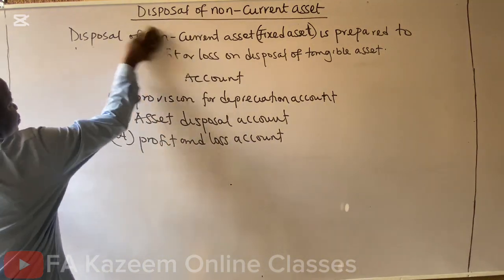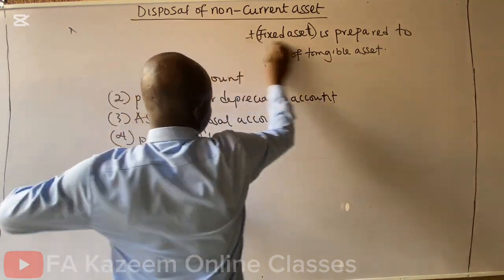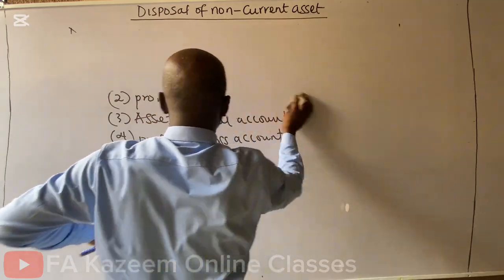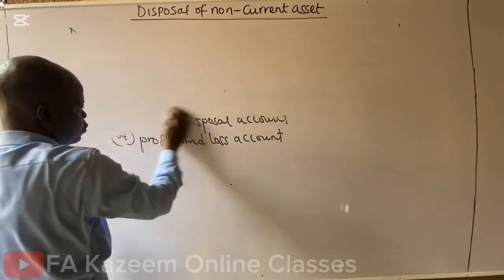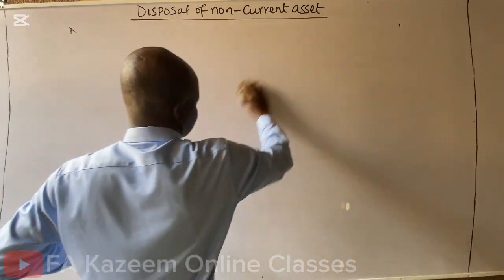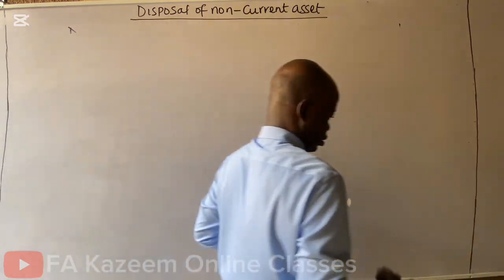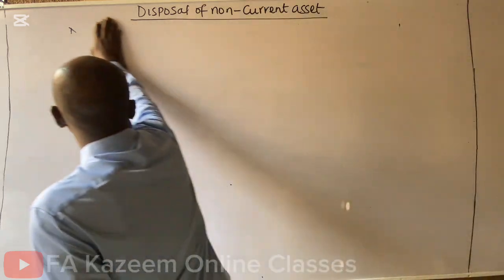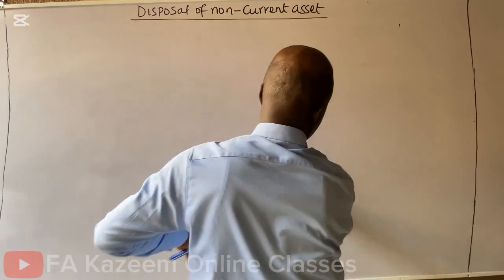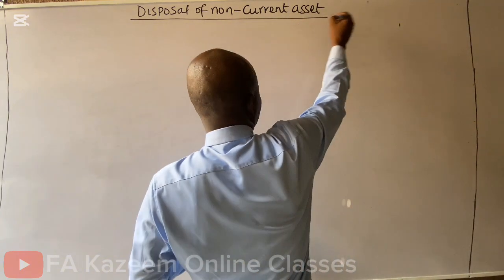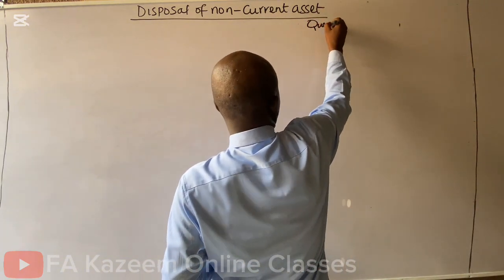We'll be looking at the first illustration on disposal of non-current asset. Let's look at this question.